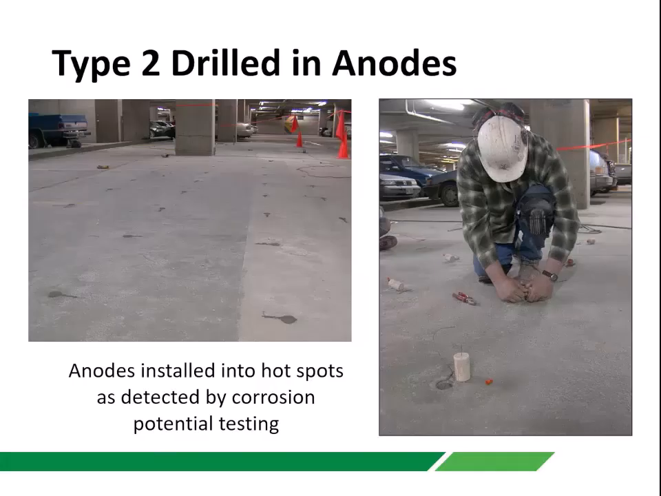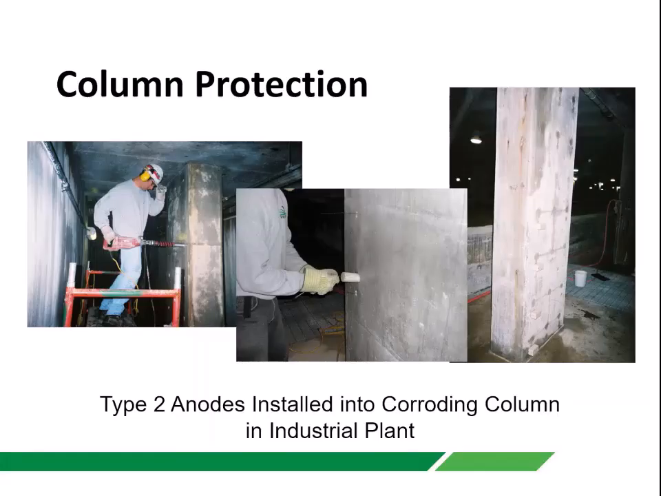Okay, so those are type 1 anodes. Type 2 anodes are anodes that are installed proactively in drilled holes. This is usually done on projects where the owner or the engineer has done testing, and they've determined that there's certain areas of the structure that are chloride contaminated or have high corrosion potentials, and they want to do something proactively. And this is way less expensive than removing that sound concrete simply to replace it. This is a similar thing in being installed in columns in an industrial plant.